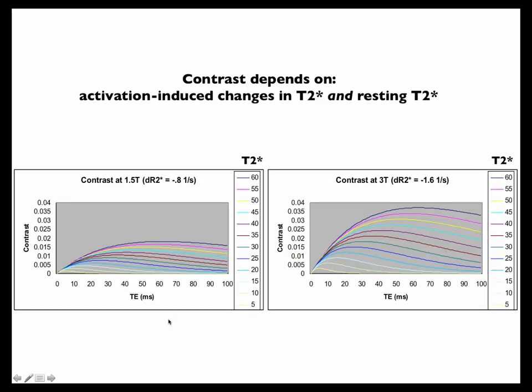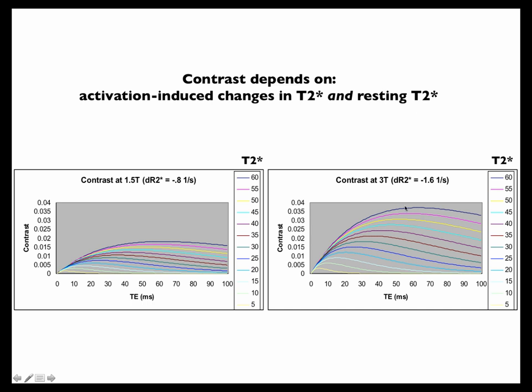So for instance, if you're looking at 3 Tesla, and you have maybe a meaty part of cortex that's shimmed and nice and homogeneous, you might have a T2 star that is 60 milliseconds. So your peak, your curve would be here, and your contrast is here.